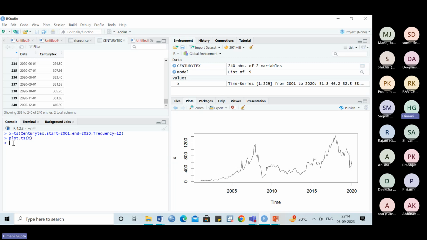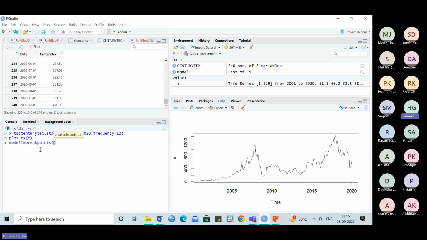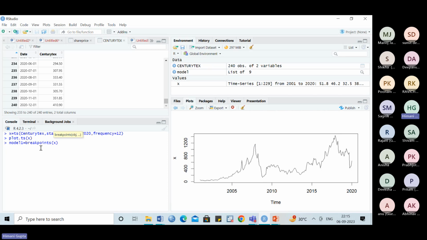Now let's make a model over here. Model means again I have to give some name. So let's say over here I'll call it model1, because I've already made a model with the name model. So model1. Again the same thing, I want the breakpoints. So I'll say breakpoints from where? From Century Textile. No, over here we have converted. So I'll say breakpoints from variable X till 1.